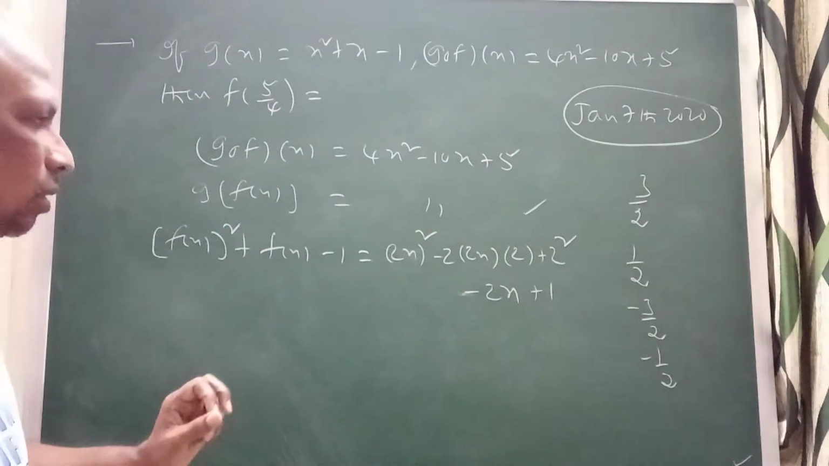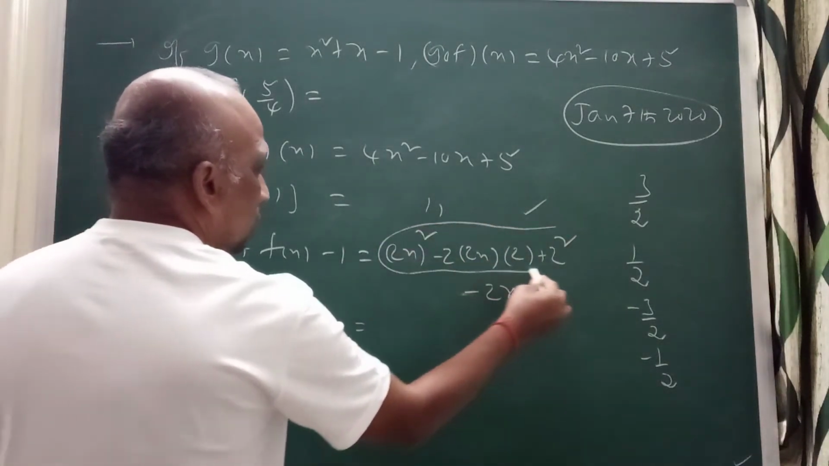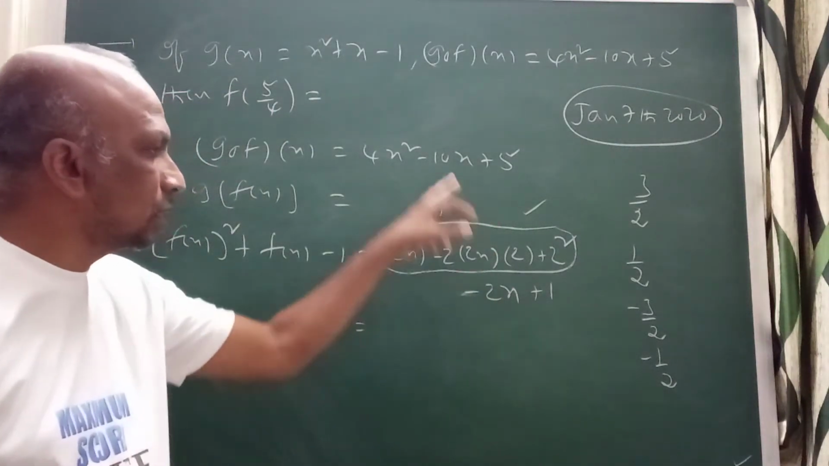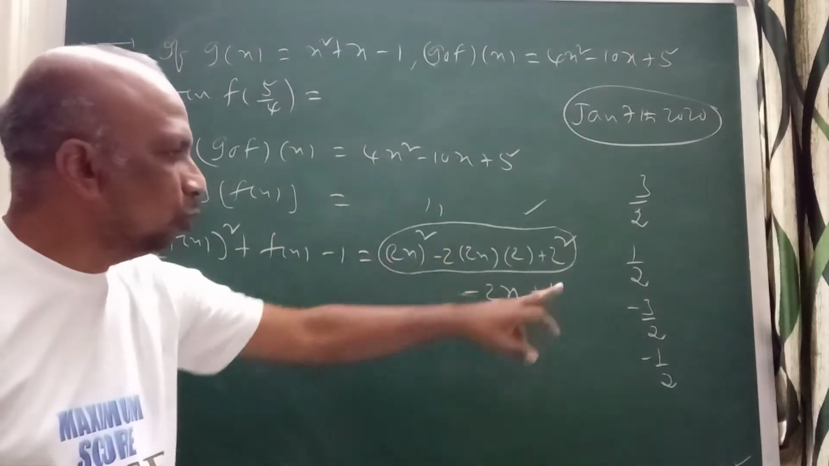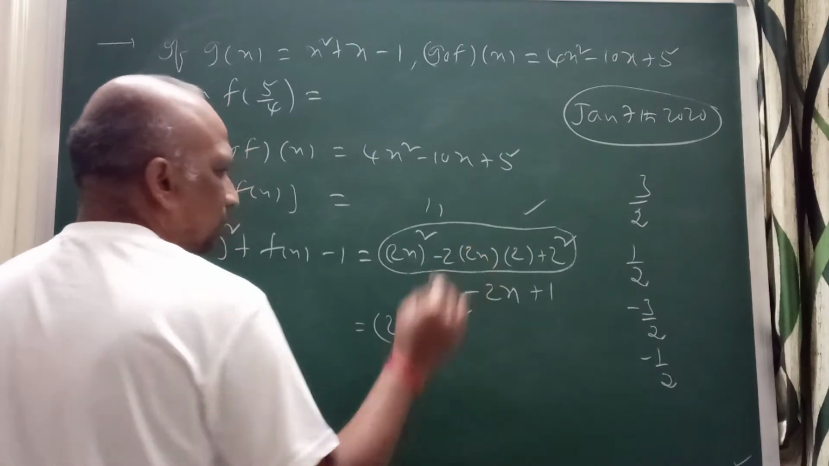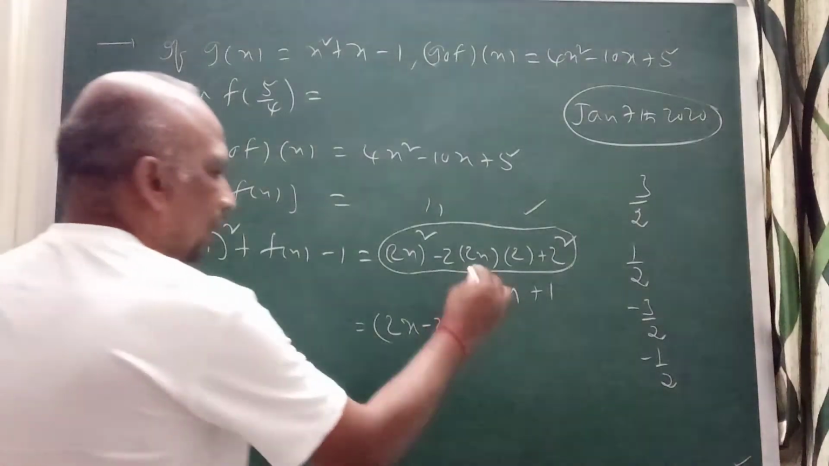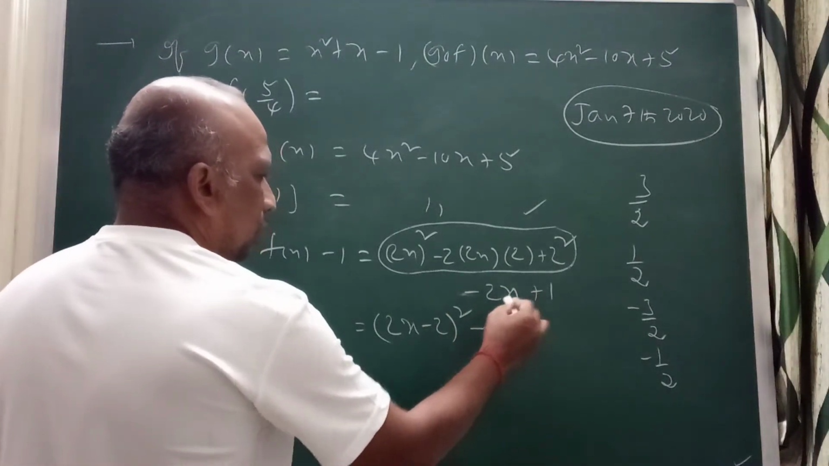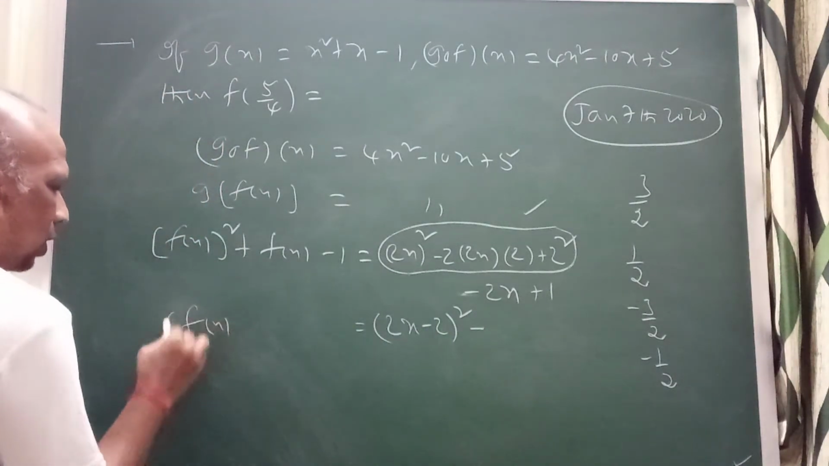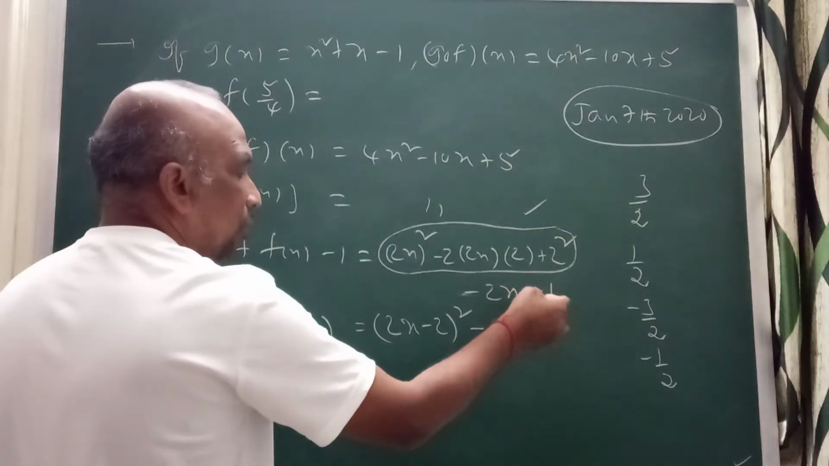Now you can check this. Up to this term, I have written like this: 2ab, 2 into 2x into 2 is 8x, minus 10x, satisfying 4 plus 1. So you can write 2x minus 2 whole square. Now you can see this side I have minus 2x plus 1. Suppose here this is the function we have, f of x whole square plus f of x. You transfer minus from that side, it will be minus 2.